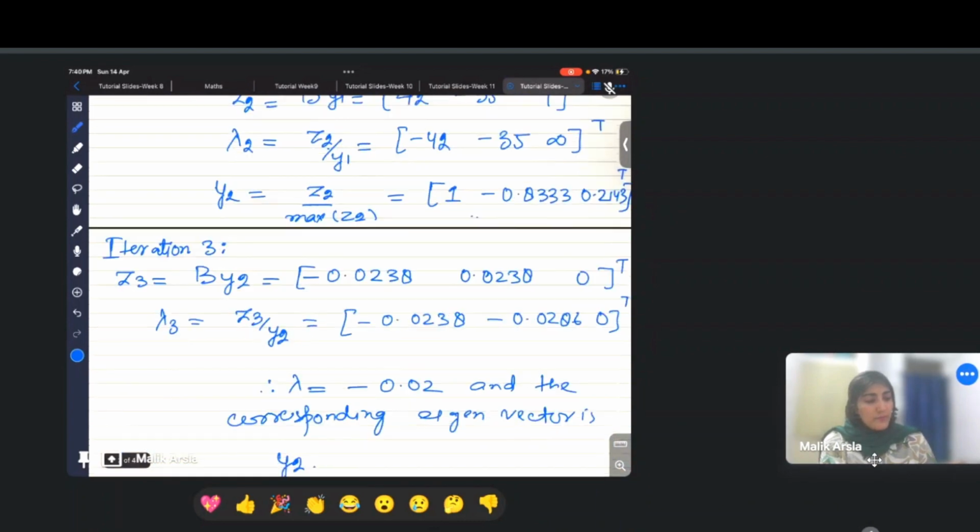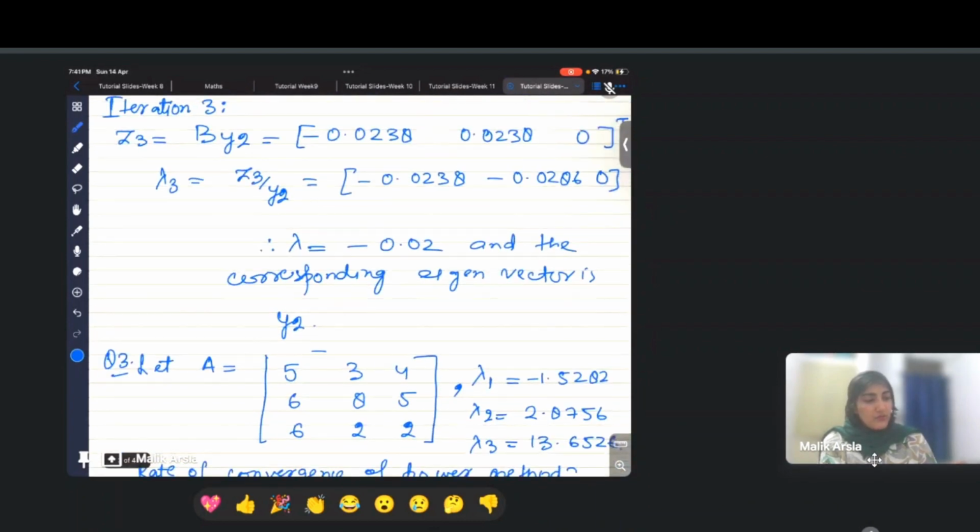So understood? Only thing is that the least eigenvalue of the original matrix will be dominant in the inverse matrix.